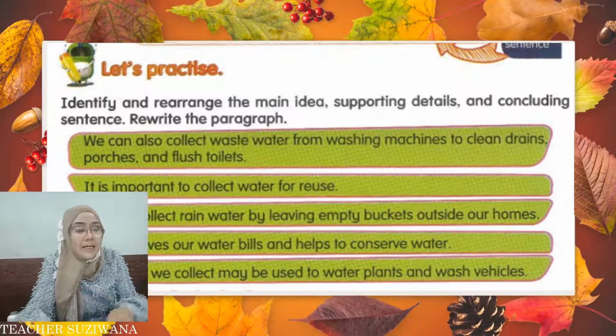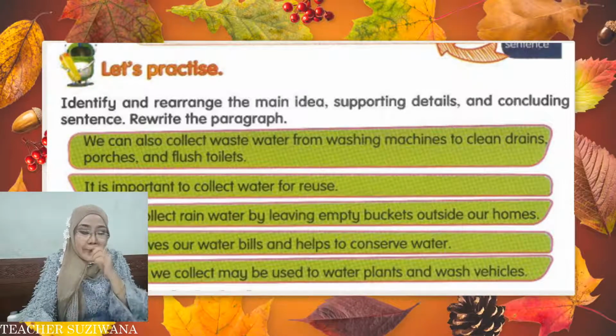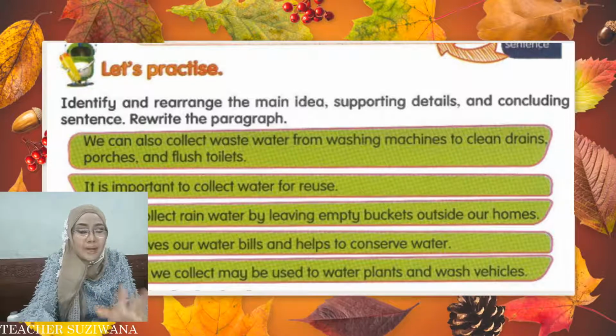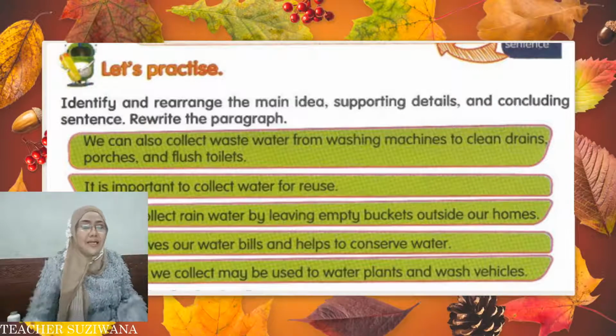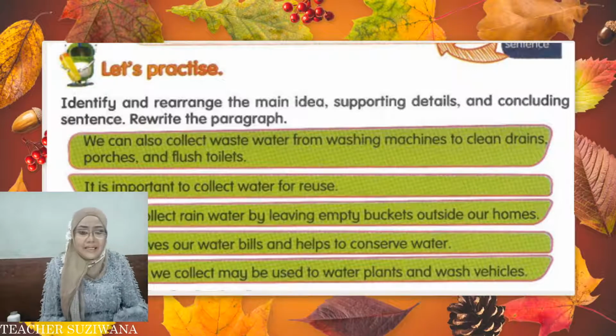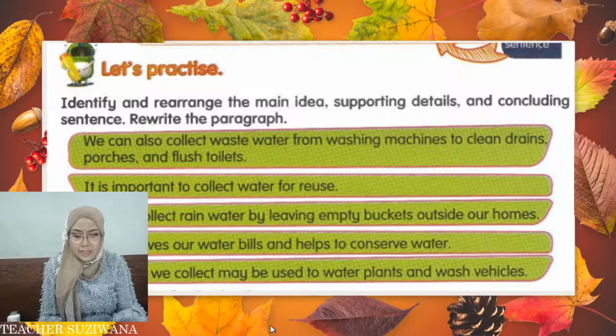This is the paragraph. But let's practice together. First one, we must identify the main idea. Look here.